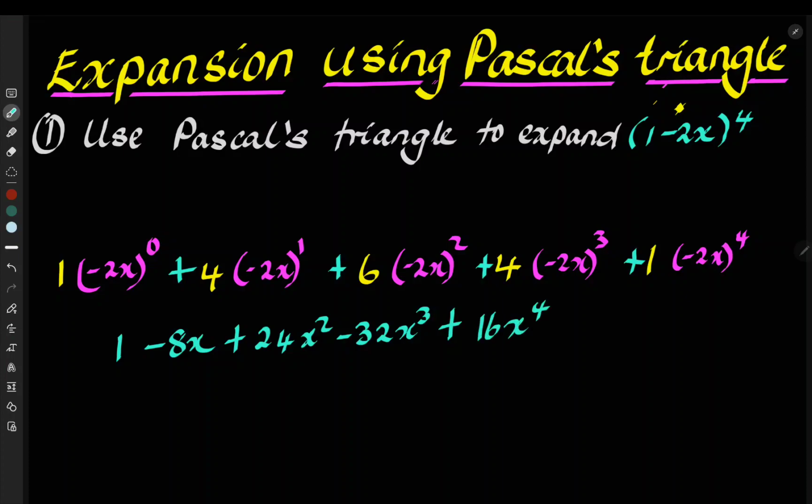One thing that you have to note here, the signs will always alternate: a negative, plus, negative, plus. They don't go like negative, negative, plus, plus. So they have to alternate if you have got a negative there. And ladies and gentlemen, this is how you expand (1 - 2x)^4 using Pascal's triangle. Now let's look at the next example.